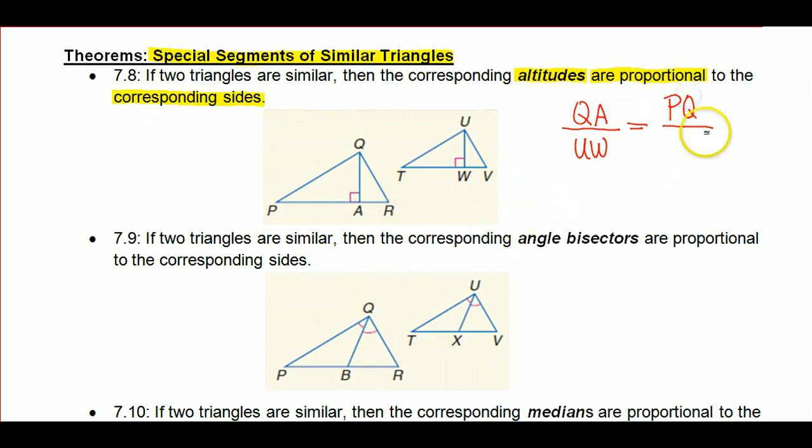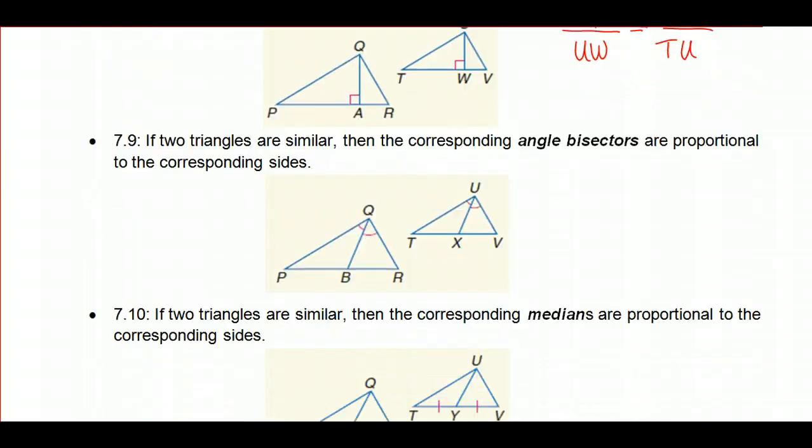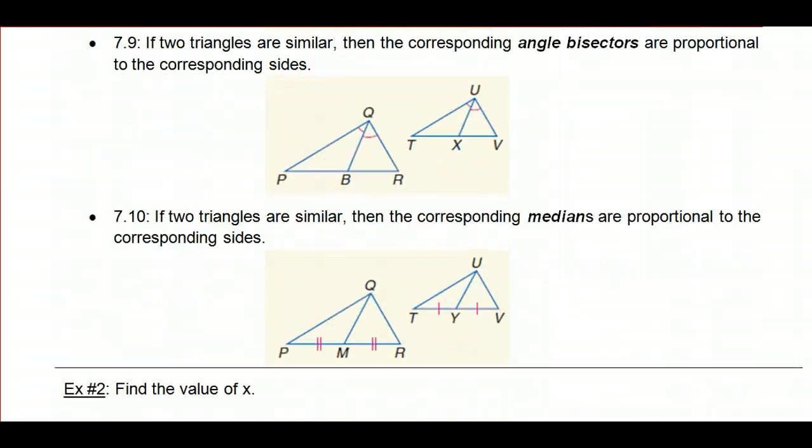So I'll just pick two pair. I'll say PQ to T. So if I know the lengths of the altitudes in one side, I could find the corresponding side in the other triangle. That's how that would be used. Any questions on that one? All right, the next one.